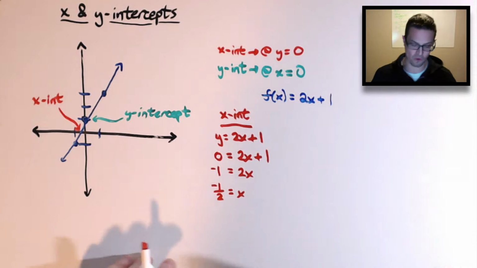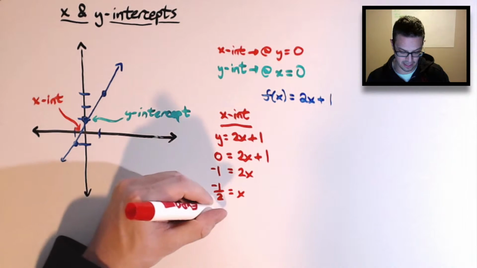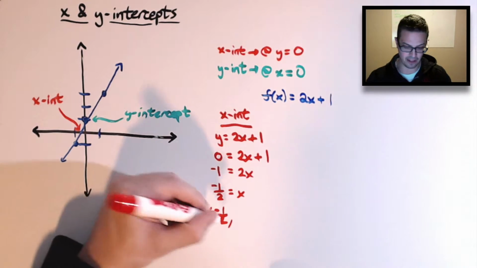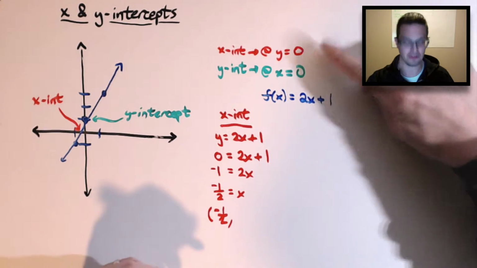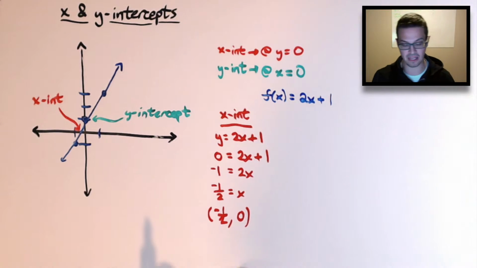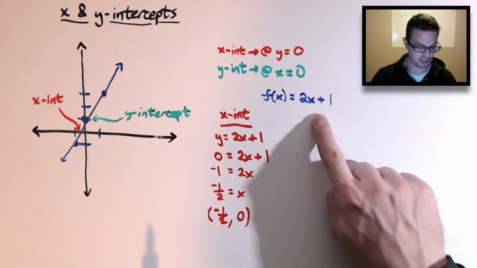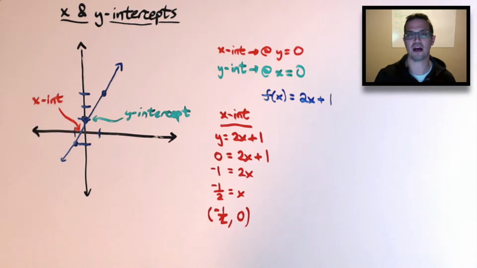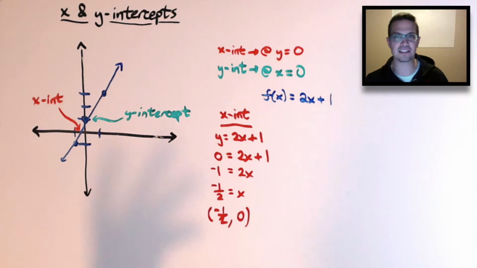Okay, now how would you write this as a coordinate? Well, the x value is -1/2. And the y value is, well, we already said it right up here, the y value is equal to 0. So we're just going to say -1/2 comma 0. So this would be the x-intercept for this function. As you can see, it actually matches up with how the graph is. So that's good.